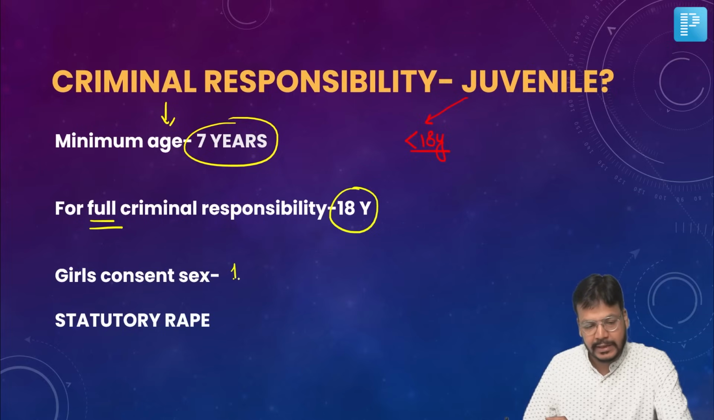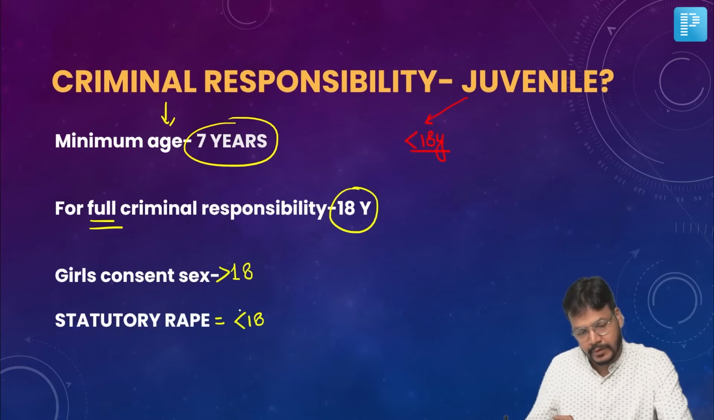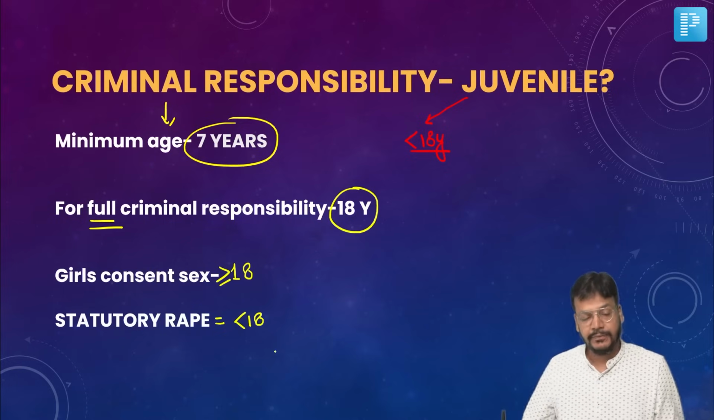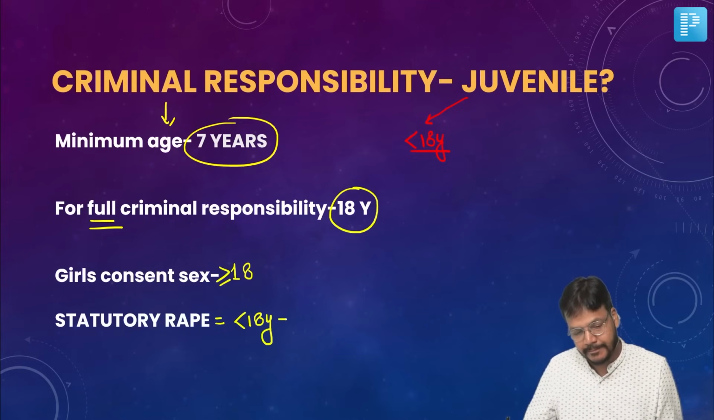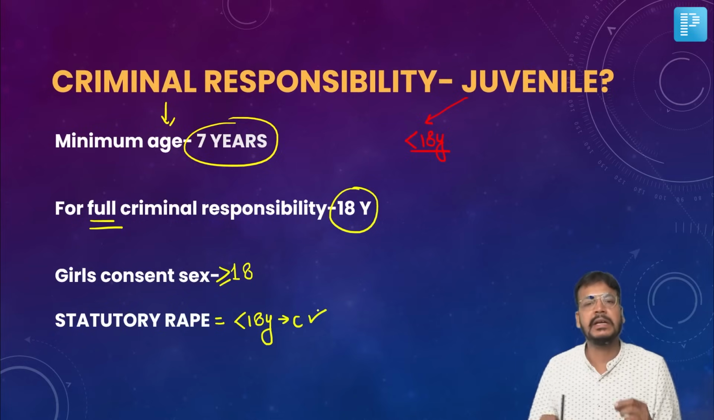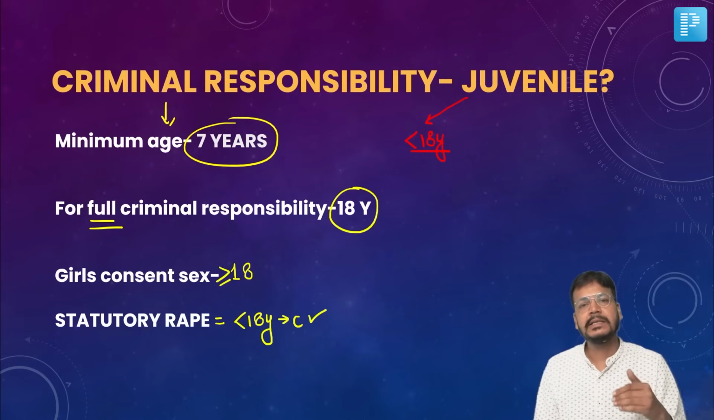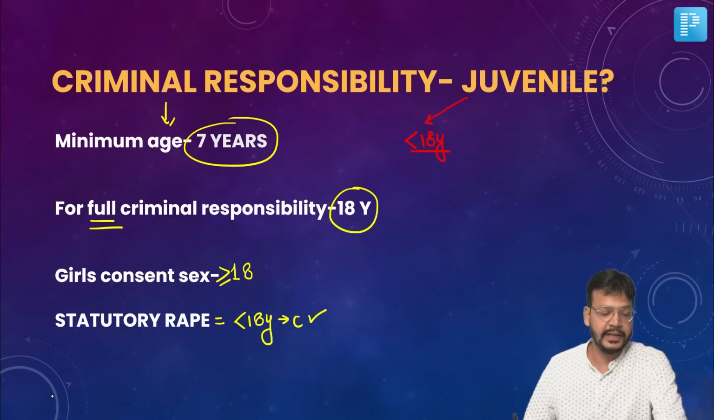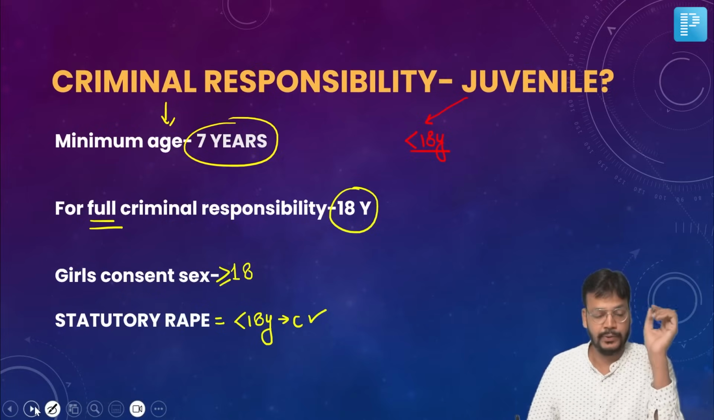Girls can give consent only after 18, because sir, if any girl below 18 is giving consent, even then it would be statutory rape. So doctor, if anyone asks what is the age limit for a girl to give consent for sex, this is 18. This is very important. 18. A juvenile is a child below 18.